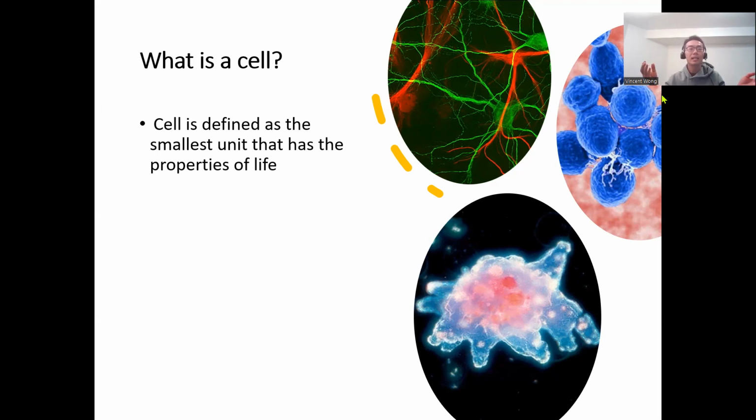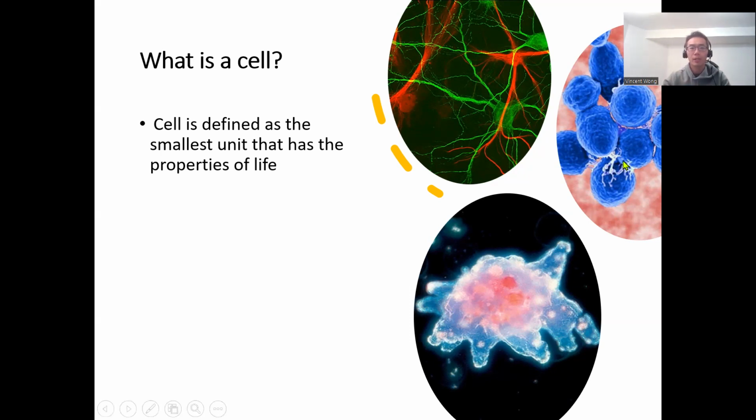If you go any deeper than the cell, if you look at a protein, which is smaller than the cell, a protein is no longer defined as alive, right? Because a protein on its own doesn't require energy, it's not going to reproduce, it's not going to be able to maintain homeostasis, right? So a protein is no longer life. The smallest unit of life is a cell.